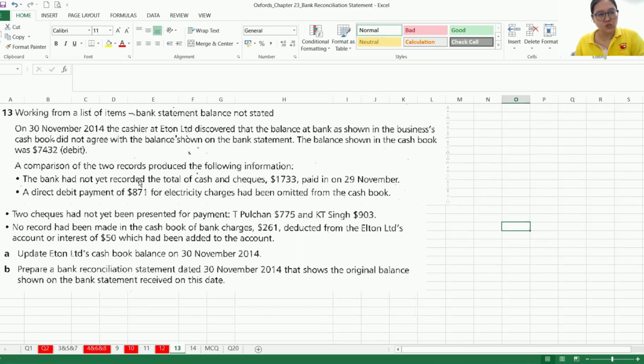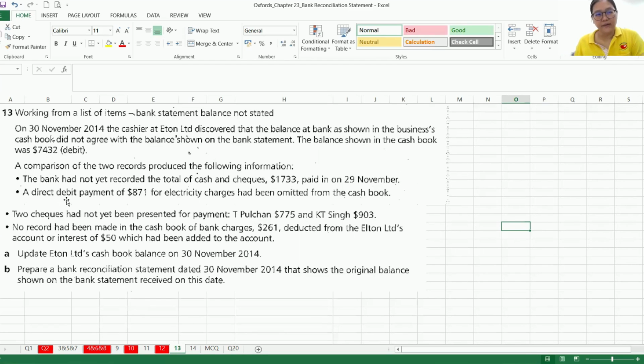The bank has not yet recorded the total of cash and cheques, 1,733, paid in on the 29th November. So this payment hasn't been deducted from the bank's point of view. So by right, the bank should have more money. So this amount we should add to the cash book.